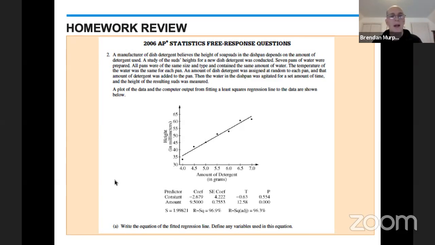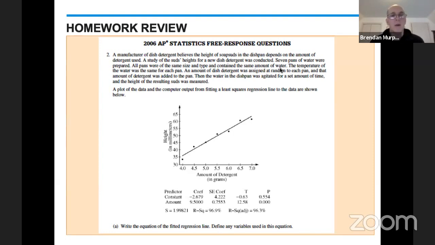7 pans of water were prepared. My first gut says, boy, that's a really small sample size. I would love for that to be 27, 57, 100, 5,000. As a general statement, larger sample size is always better, but it is what it is, and I guess 7 is better than nothing. And all the pans were of the same size and type and contain the same amount of water. So we're trying to keep our variables consistent. That sort of makes sense.